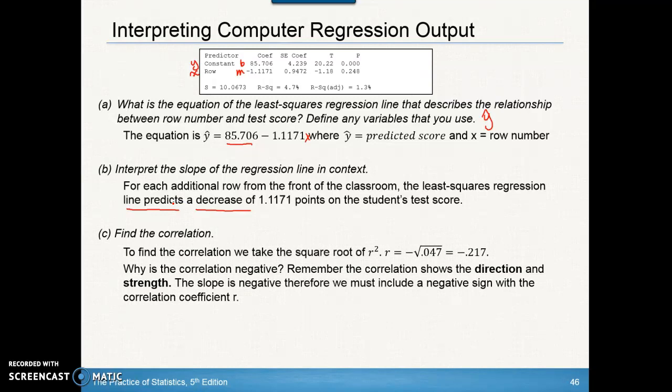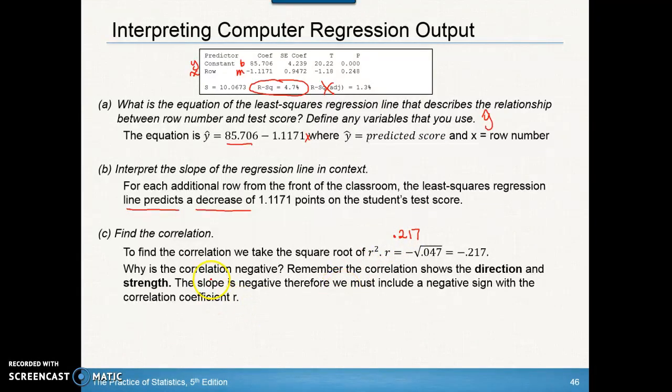Let's find the correlation. So remember your correlation, we are never going to use our adjusted r squared here, but we can use our regular r squared, not the adjusted. This is your r squared value. So here, okay, here's the tricky part. When I take the square root of r squared, I'm going to get 0.217.